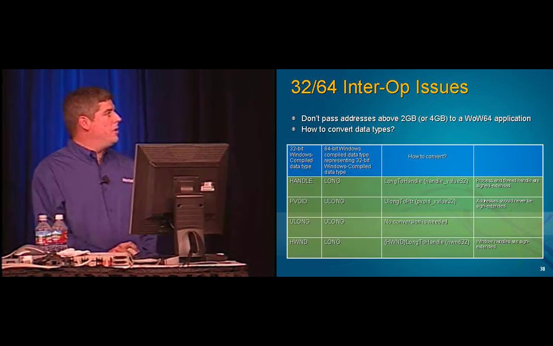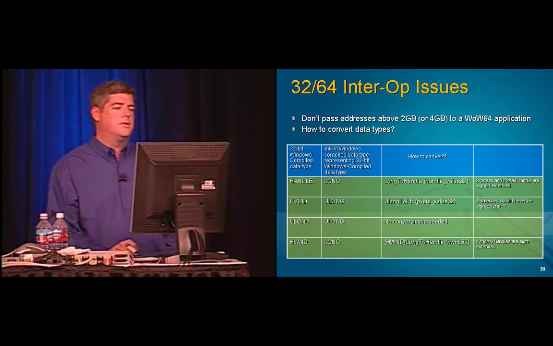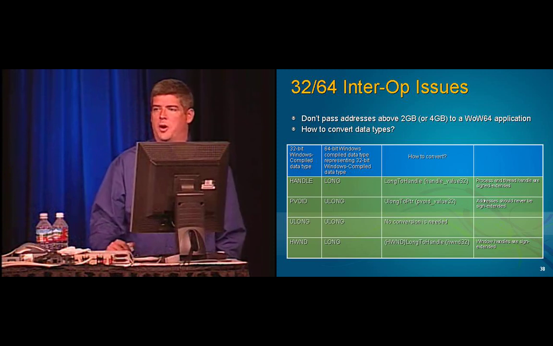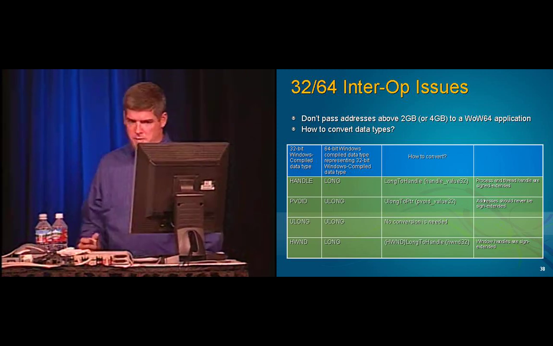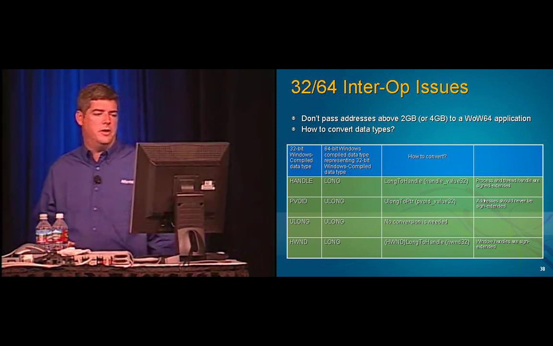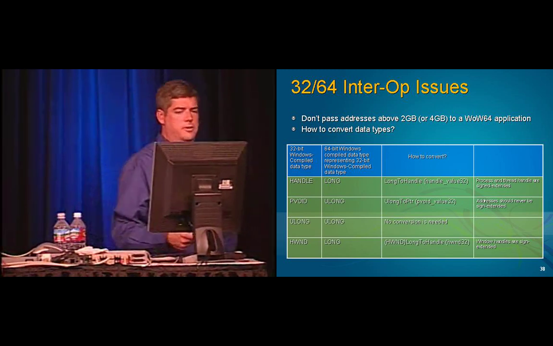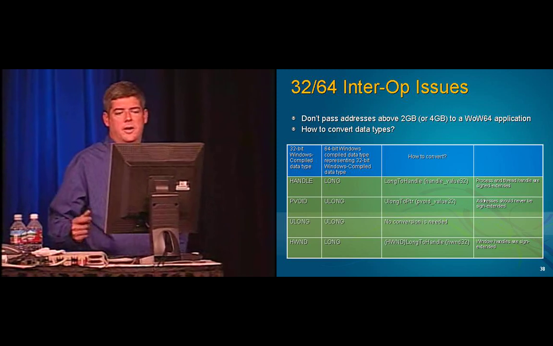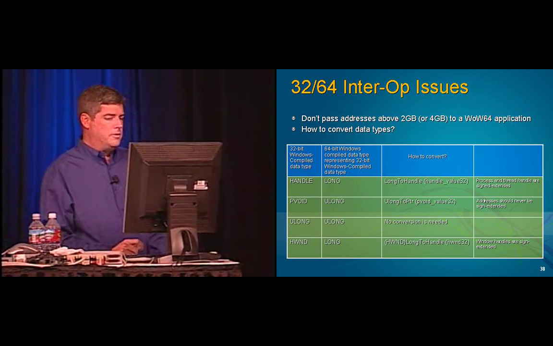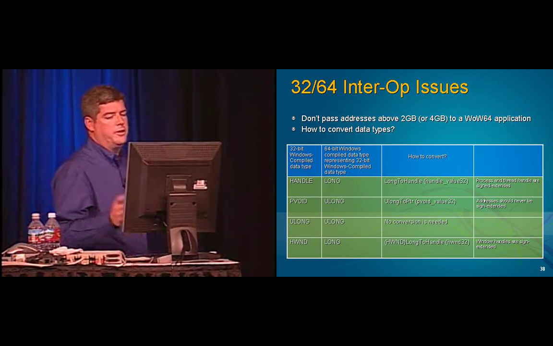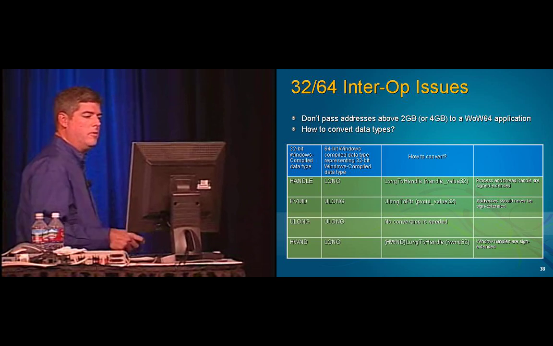So the canonical rule, of course, is don't pass a long address to a WoW64 application. There's nothing it can possibly do with it. So how do you convert these things? Here's a quick table. The 32-bit type is a handle. The 64-bit type is going to be a long. And there's little macros for converting long to handle, ulong to pointer, ulong to ulong.